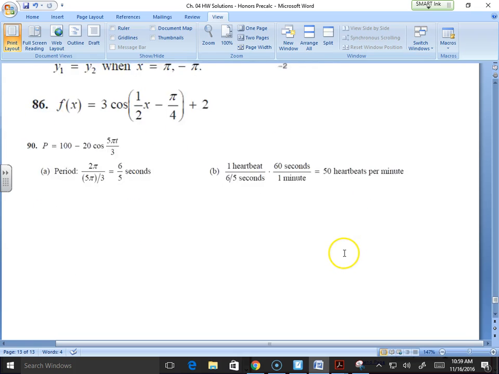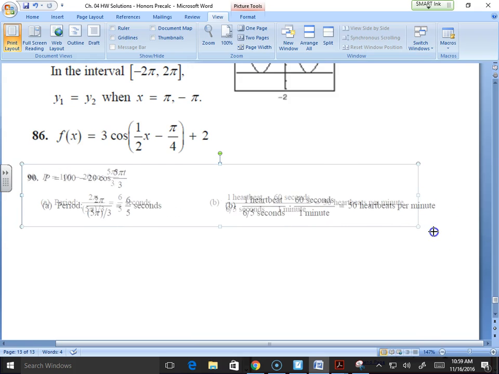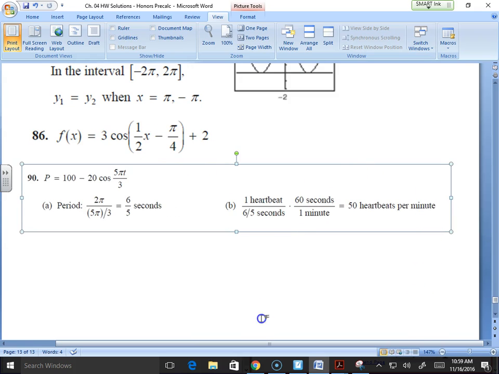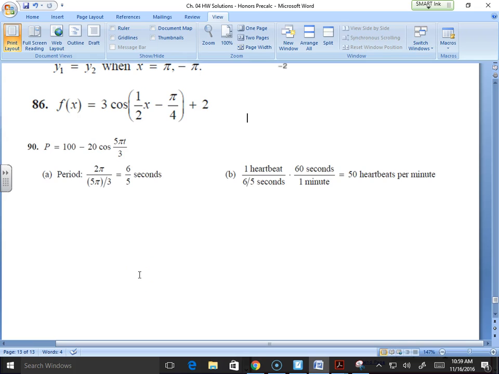Two more. Dos más. 86. Can I make them bigger? There's the equation they got. I would have written the 2 plus in front. Remember, we write the d over here either way. And then number 90 was a lot like the example we did in class. Wasn't that super simple?